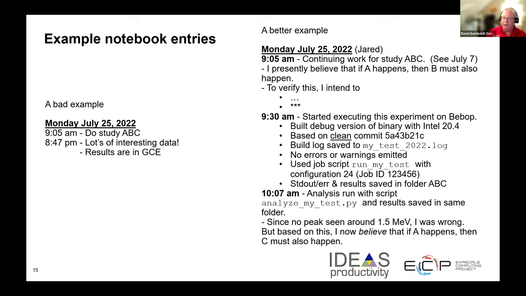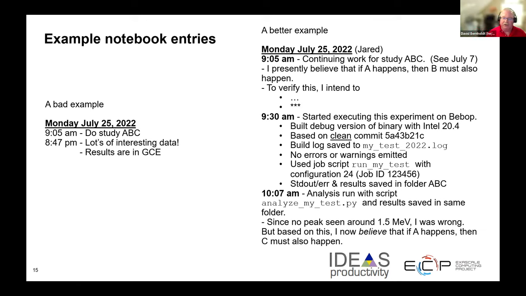And then I use this job script, and I gave the name of the job script and the ID of the run and things like that. And I said where I saved the outputs of the run. And then I talk about how I analyzed the data that came out. I named the script and said where I saved the results. And then I look at this data and I note in my notebook that I don't see a peak around 1.5 MeV, which means that this theory, that if A happens then B must also happen, is wrong. But now I have a new theory. I believe now that if A happens, then C must also happen. And I can go through and do an experiment to verify or falsify that, right?